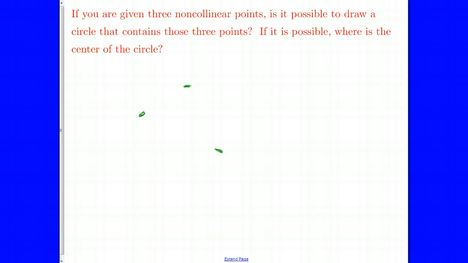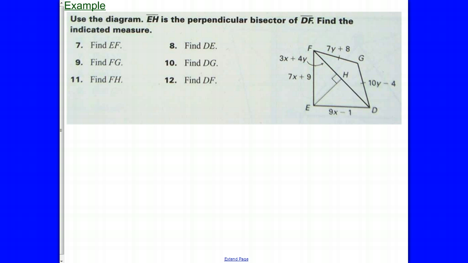You're given 3 non-collinear points. You just got these 3 points. Is it possible to draw a circle that will contain all of those? So basically, drawing a perfect circle. Is it possible? Where's the center? How'd you do it? It can be done. I've given you all the information in this video. You just got to put it together. So give it a shot, see what you can do. But we'll talk about this one in class tomorrow.